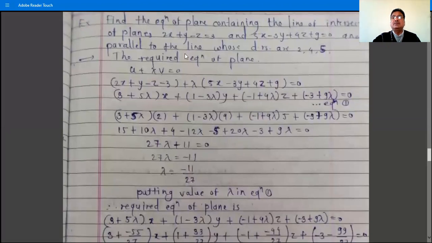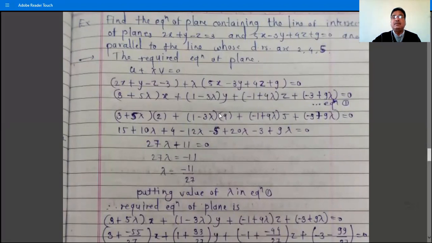Next sentence: this plane, equation star, is parallel to the line whose direction ratios are 2, 4 and -5. So the plane is parallel to this line, which means the normal to the plane is perpendicular to this line, because normal means the line perpendicular to the plane.